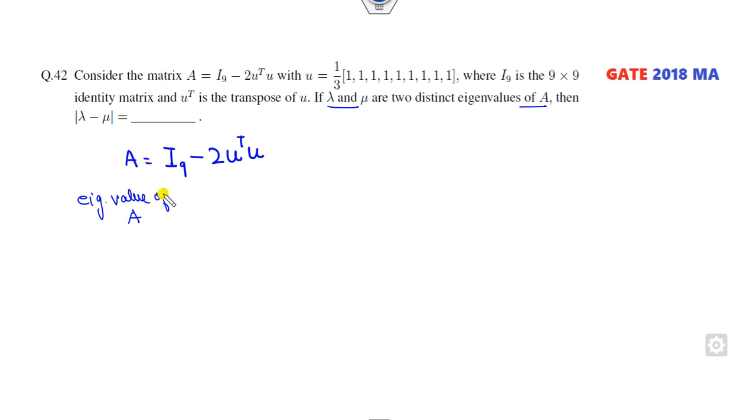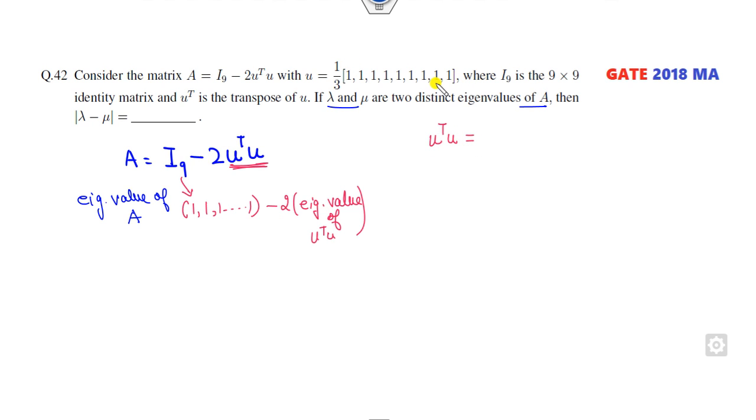So that's very simple. What is the eigenvalue of this? It's 9 times 1 minus twice. What is the eigenvalue of this? Our target is to find the eigenvalue of U transpose U only. Once you know that, we can subtract that. Now what is the U transpose U?